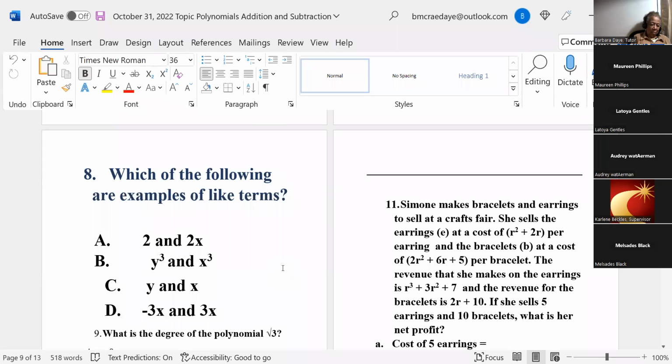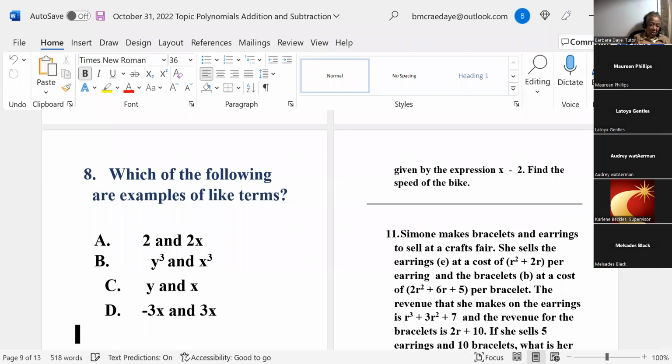Like terms would have what? Like terms will have the same variable. So I see minus 3x and 3x, and so that's not it. Which one would you say, Mercedes? The closest one I can say I see is A or D. I said the closest I'm looking is A or D.